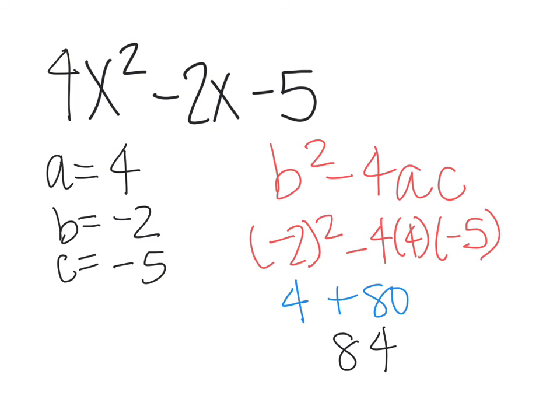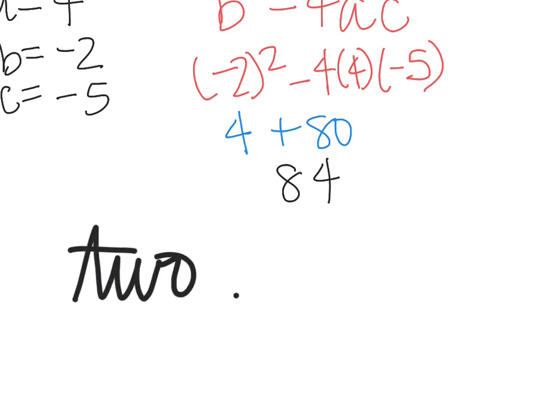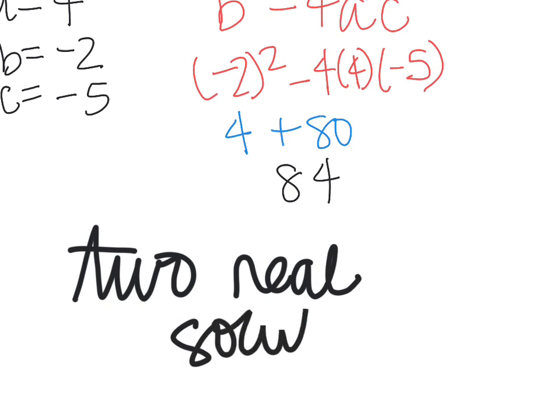So we look at this number, and this number is positive. Since it is positive, that means that there are two real solutions. And the reason that we know there are two real solutions is because this 84 here is really a positive 84. So that's what makes it two real solutions.